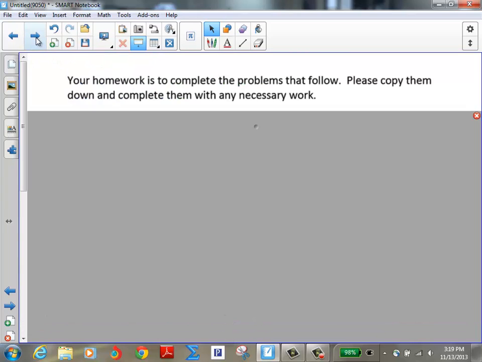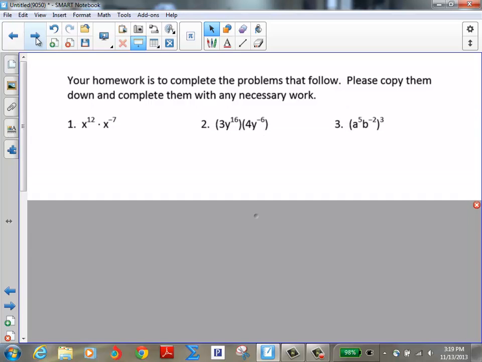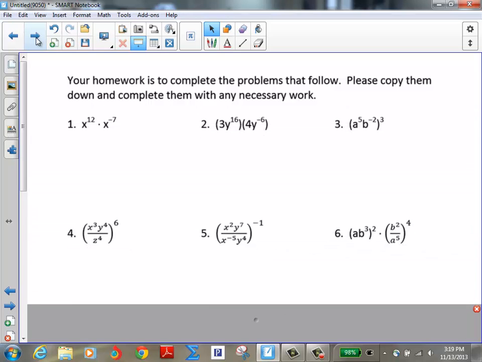What you're going to do now is complete the homework problems that follow. Please copy them down on a piece of paper and complete them with any necessary work. You can go ahead and hit pause and write these down. Good luck with your homework.